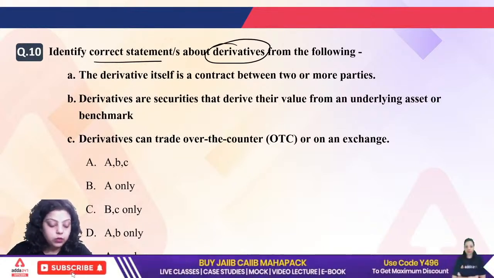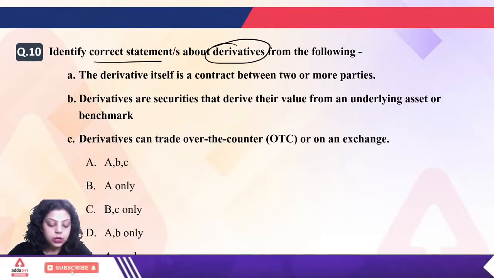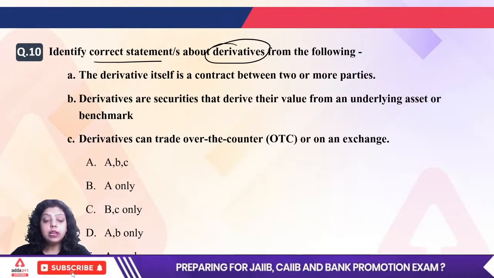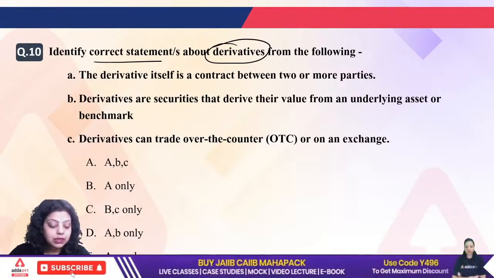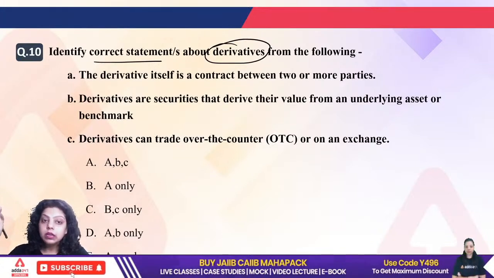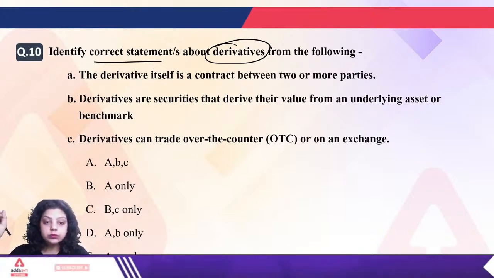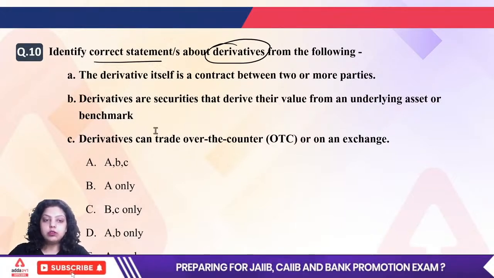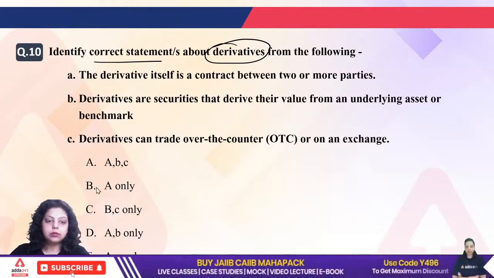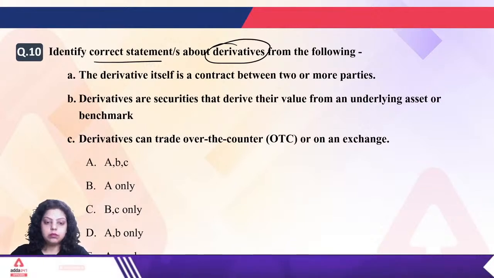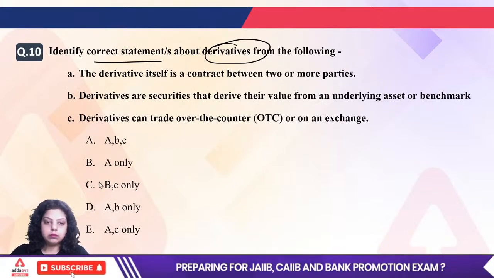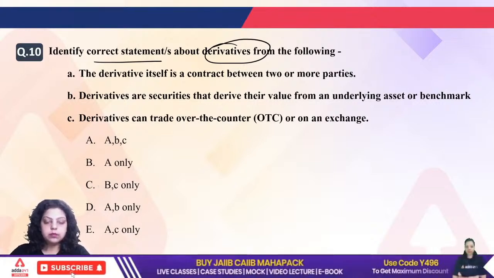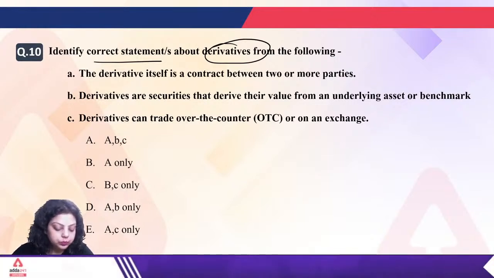Gitanjali is saying A. Okay, what about the rest? A derivative is simply a product whose value is derived from two or more basic variables, and those variables are known as underlying assets. Okay, the E option is hidden, one second. Now here it is. Which of the following is true?